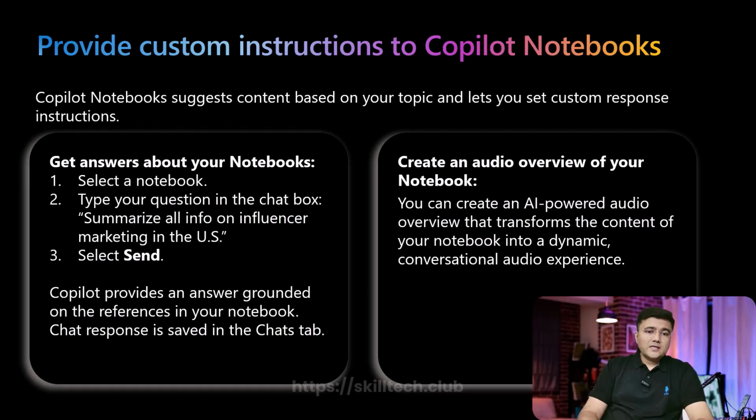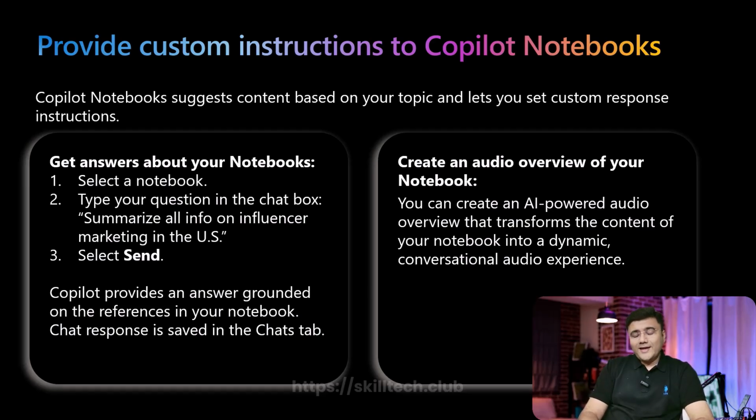Now, you can get answers about your notebook by following these steps. You can select your notebook, type your question in the chat box, like summarize all info on influencer marketing in the US, and then select send. Copilot is going to provide an answer grounded in the references in your notebook. The chat response is saved in the chat tab.